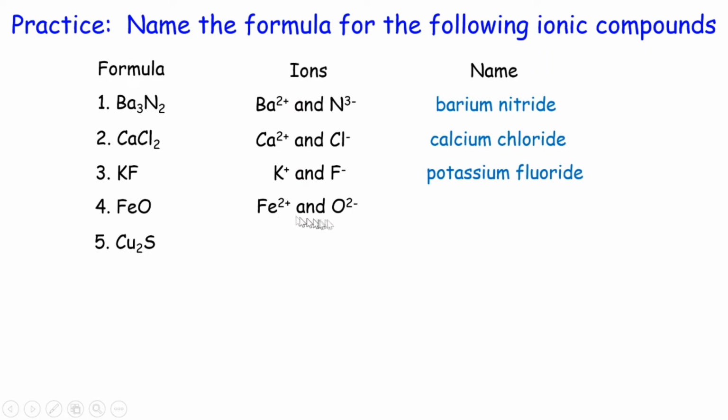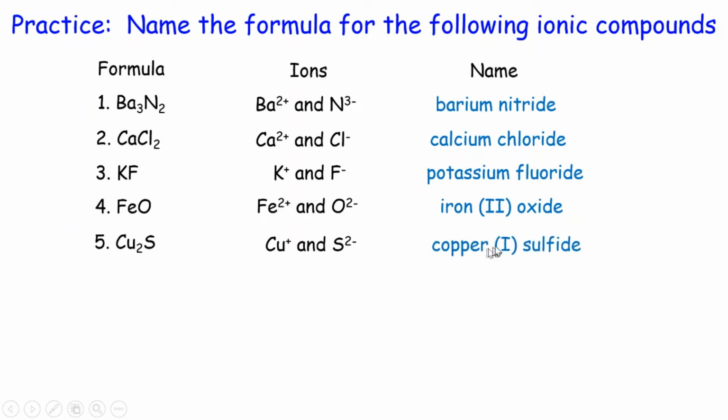Iron 2 plus. Again, how did you get the charge of 2? From the charge of the oxide. So therefore, iron(II) oxide. And here, copper. What's the charge for copper? Again, you determine that from the charge of sulfide. Oxygen and sulfur are in the same group. So therefore, the S is 2 minus, I'm sorry. So therefore, copper actually is 1, copper(I). So in the name, you have to write copper(I) sulfide.